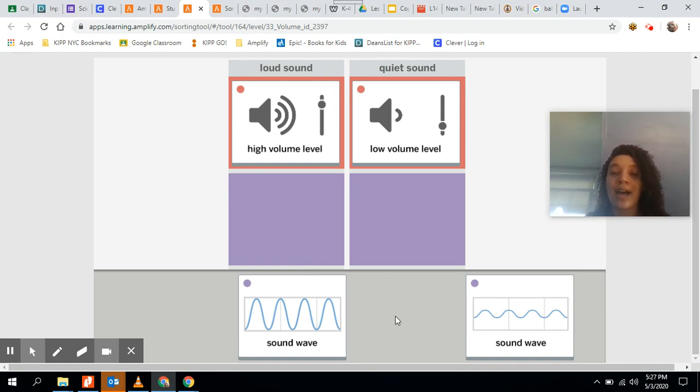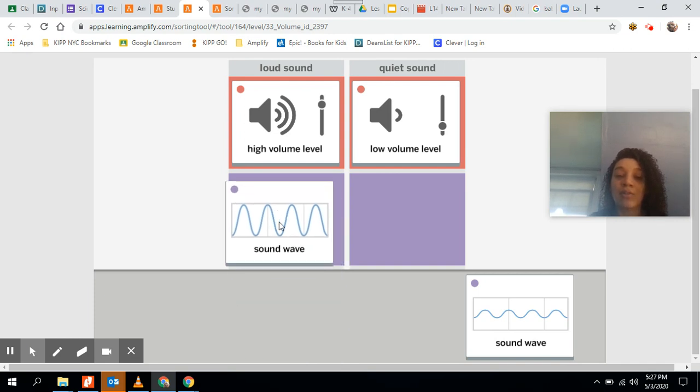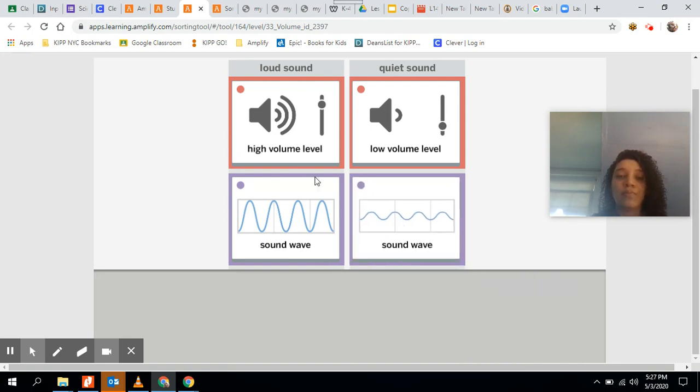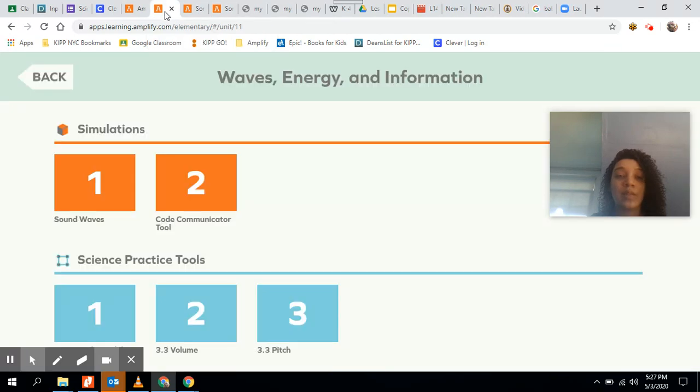Which one is showing the highest level loud sound? Well, I know that this has a high amplitude. This has a low amplitude. So I know a high amplitude has a high volume, while a low amplitude has a low volume. Cool. Let's take a look at 3.3.